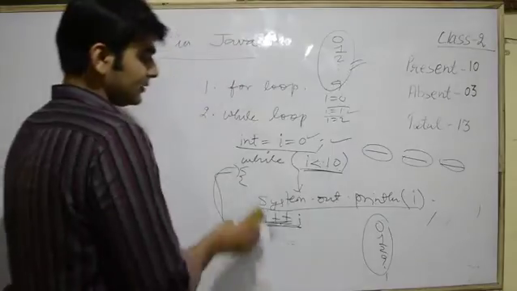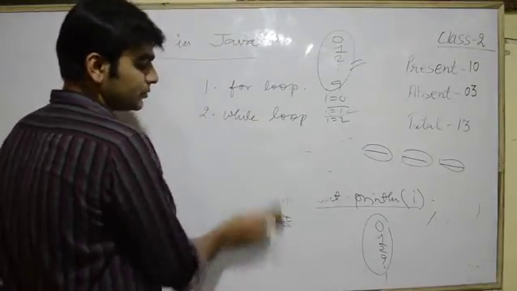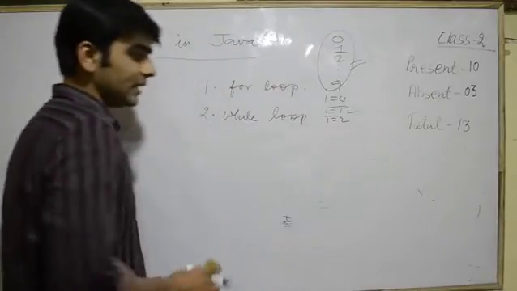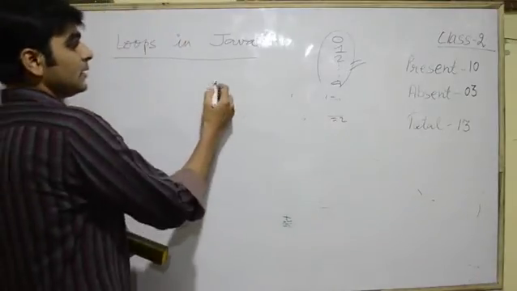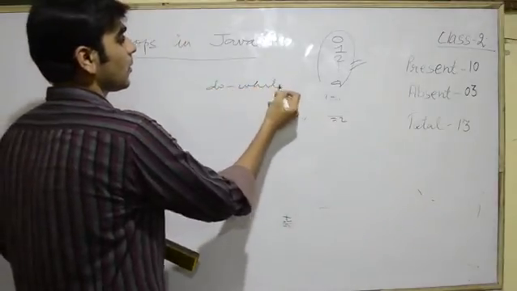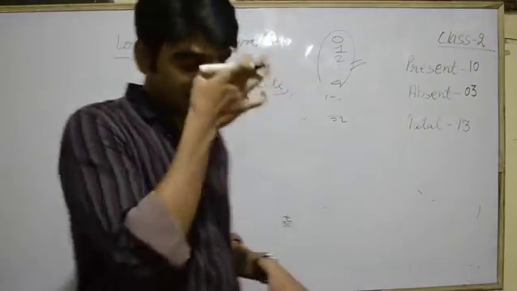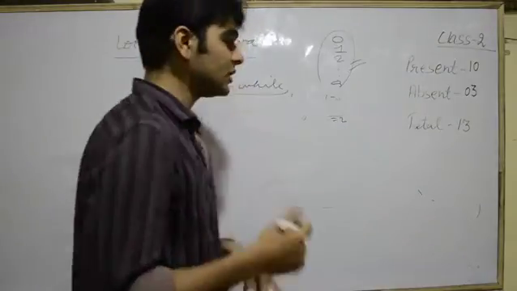Now let us see the third type of loop that is present in Java, which we can use to print a set of statements again and again, that is the do while. Do while is also similar to the while loop. The only difference is do while executes at least once even if the condition is false.